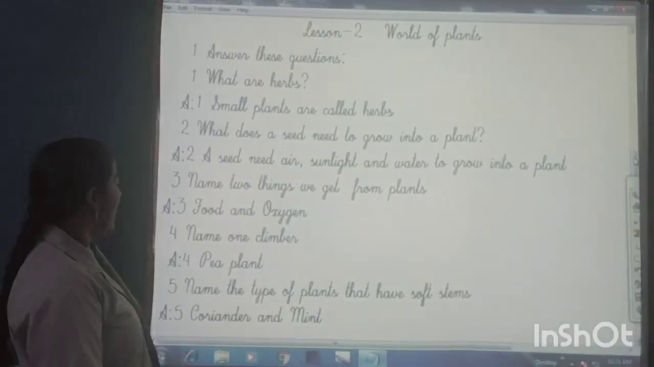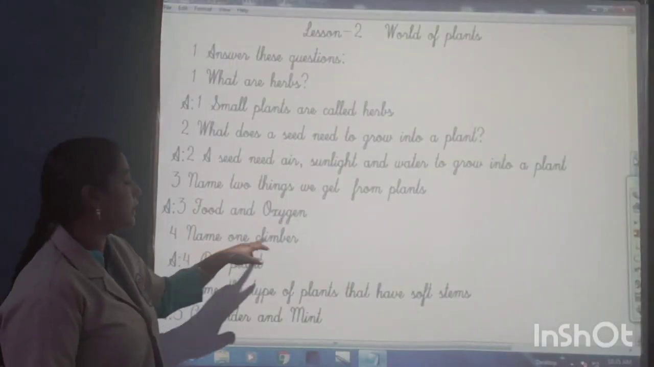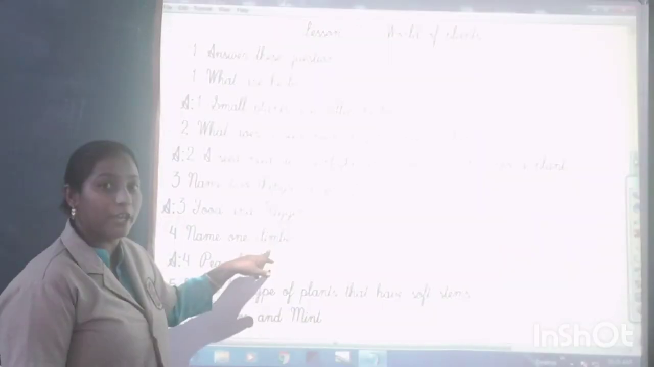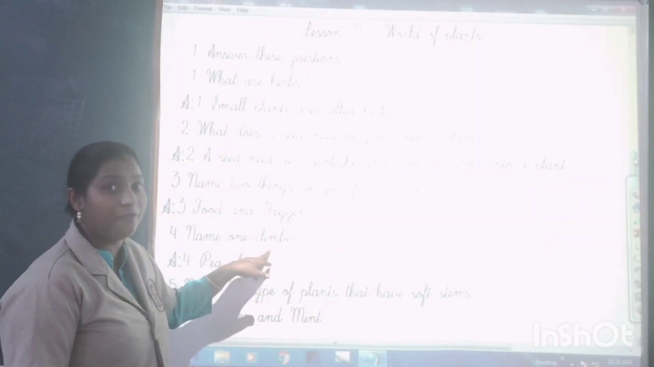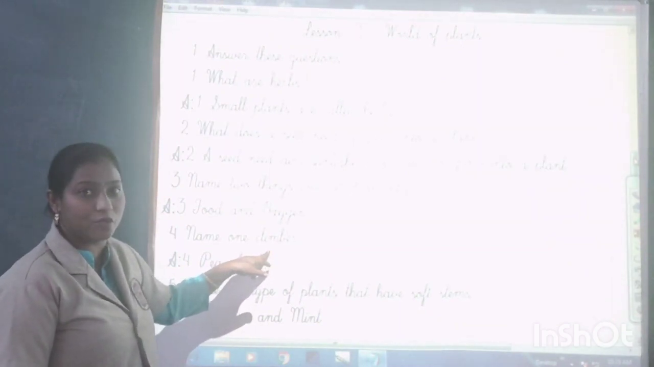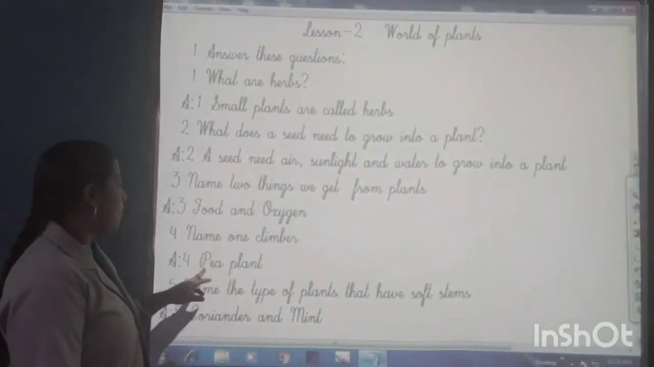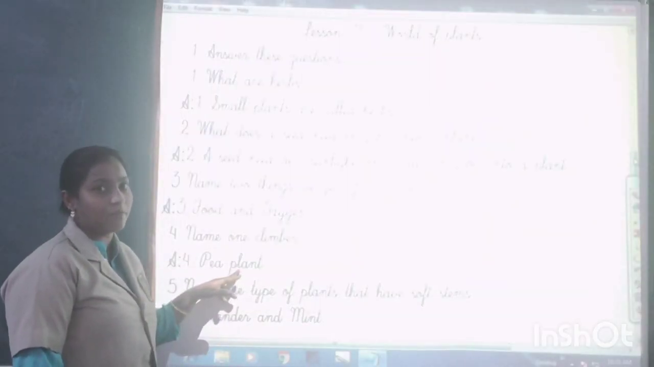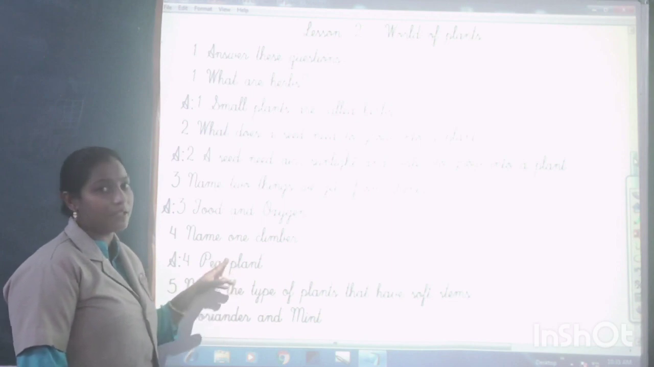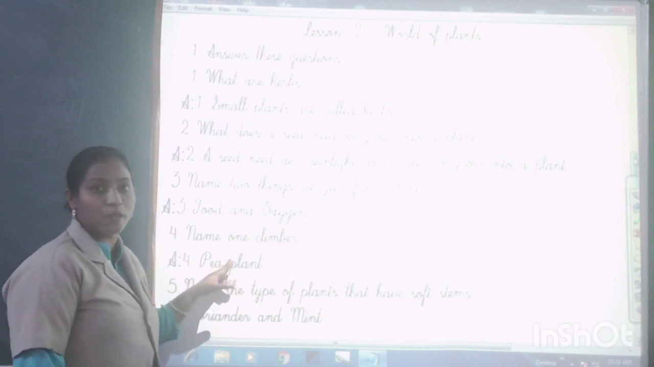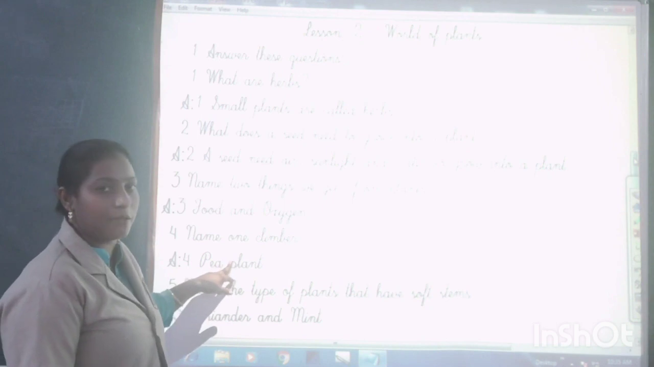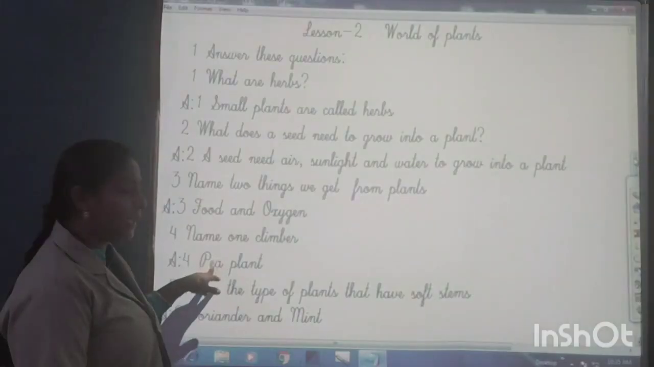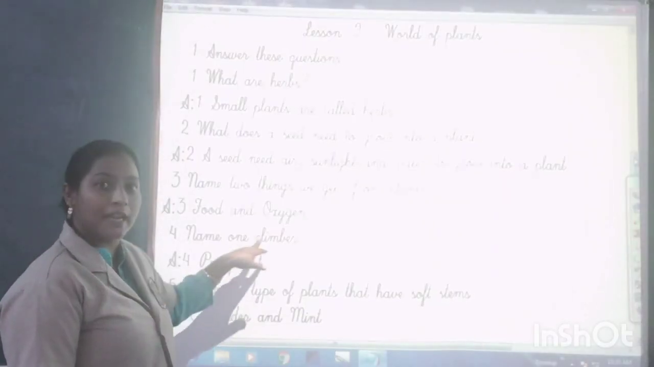Okay students, next, name one climber. You have to name any one climber. Climbers are weak plants, है ना, जिनके weak stems होते हैं वो climber. So I have written pea plant. Pea plant is the answer. You can write money plant also. Pea plant means जो मटर होता है. मटर आता है ना जो winter season में आप खाते हो. सबने देखा है मटर और सब खाते भी हैं. So pea plant is also a climber.